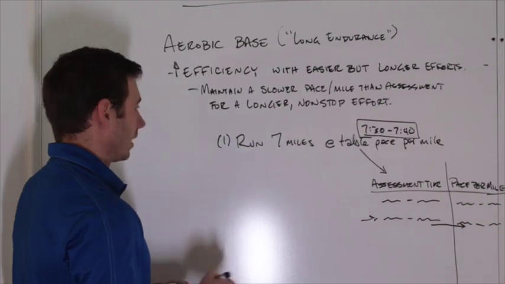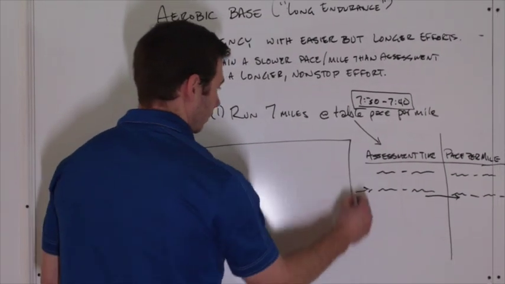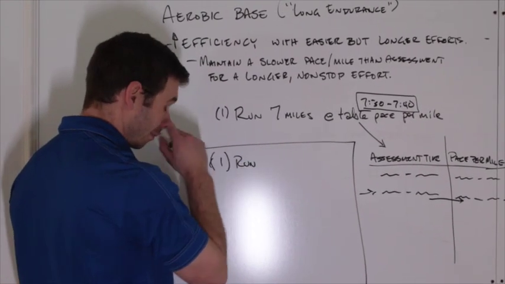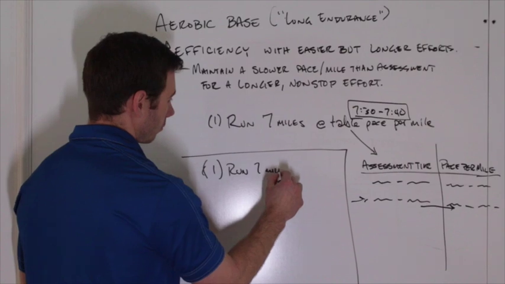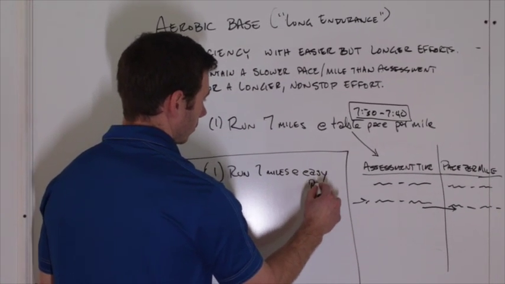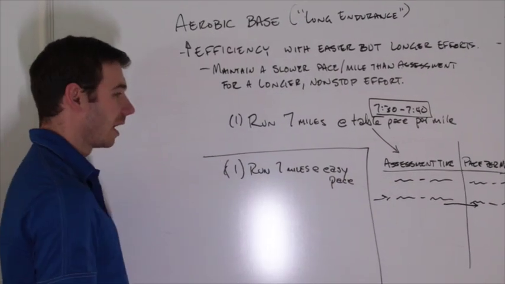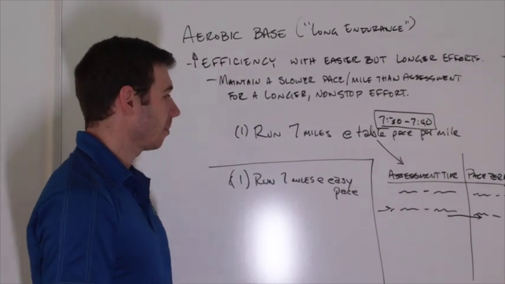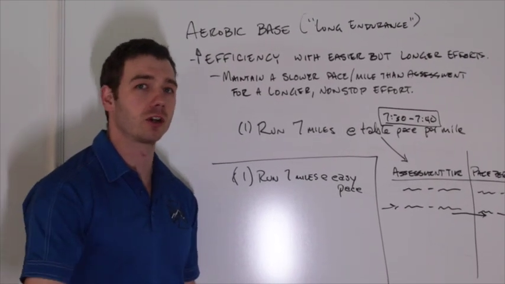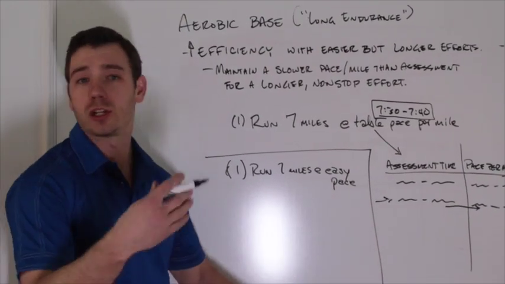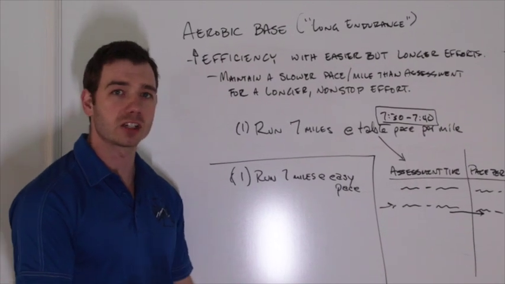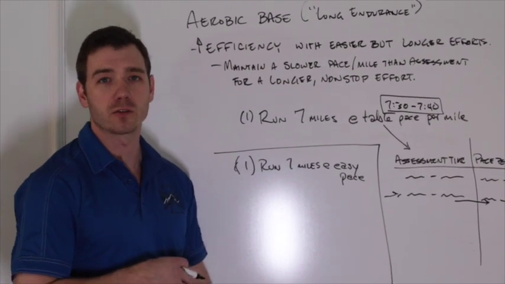The other way that we'll do this, another way that this could look, is simply this: run 7 miles at an easy pace. What we mean by easy pace is about a 3 to a 4 on a scale of 1 to 10 in your perceived effort. So something where you could speak in sentences. If you're running with a buddy, you'd be able to carry on a conversation. It wouldn't be that taxing for you aerobically.